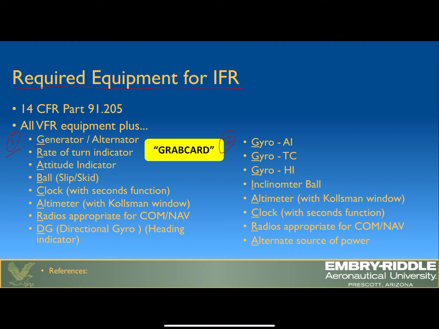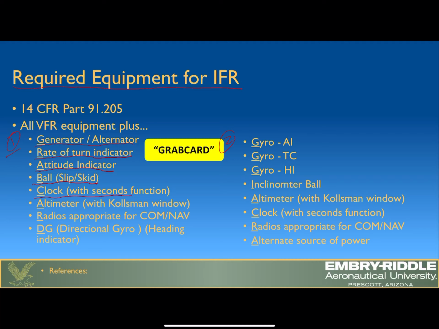G stands for generator/alternator. So you need the ability to generate electricity in your aircraft. So G for generator. R stands for rate of turn indicator. A stands for attitude indicator. B stands for the ball, or the slip/skid indicator.